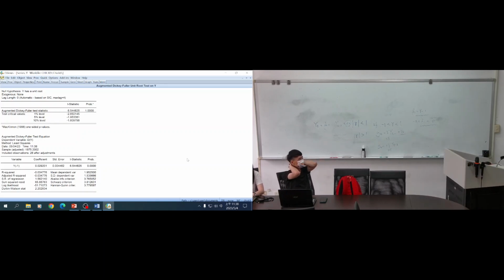It can be negative, R square. Usually adjusted R square can be negative, and this R square cannot be negative. But here, I think this is time series data. It's really different from cross-sectional data.